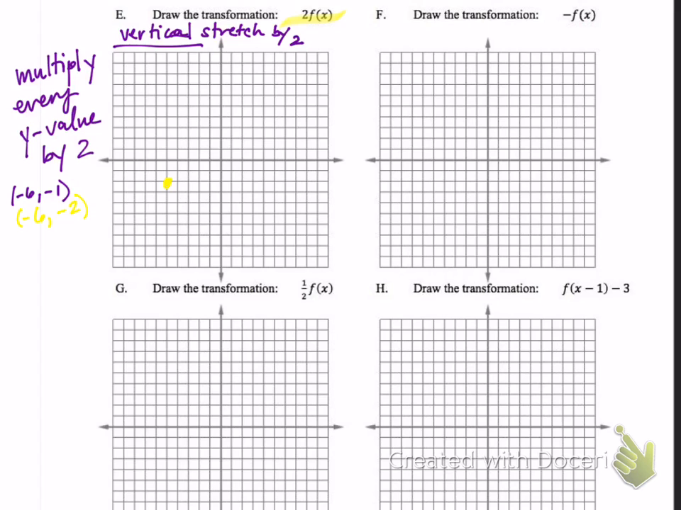The next ordered pair that we had was -4, 3. So my new ordered pair will be at -4, what? 6. Good.